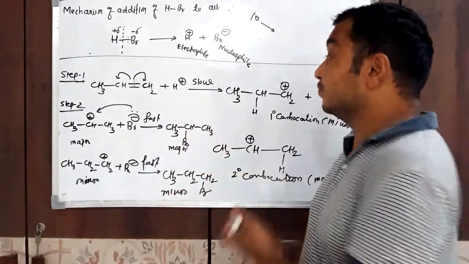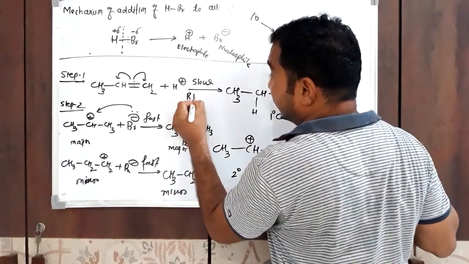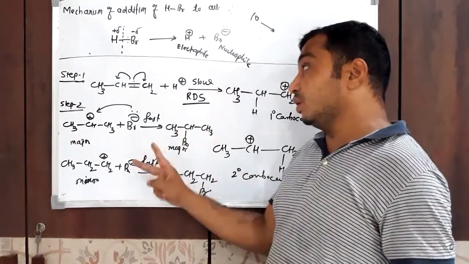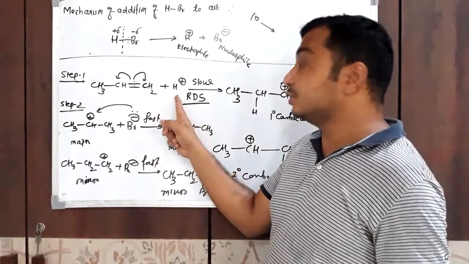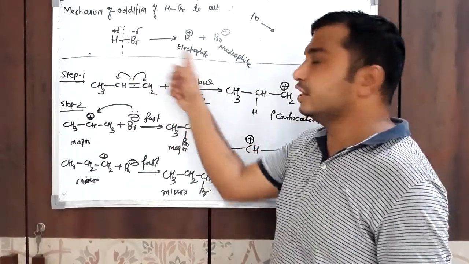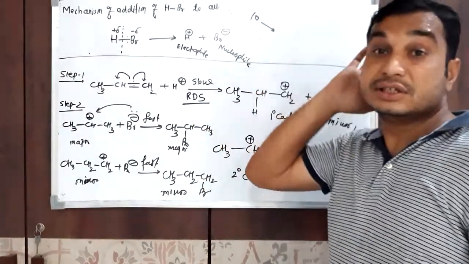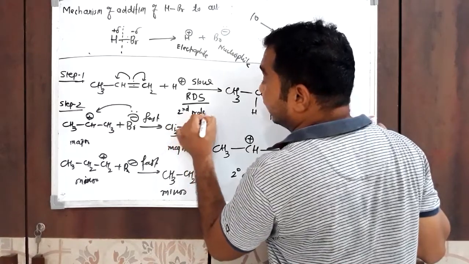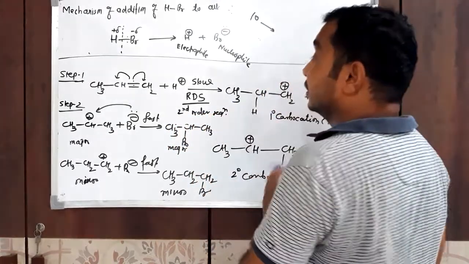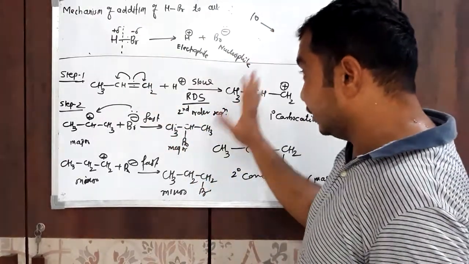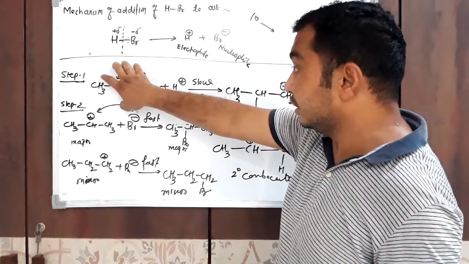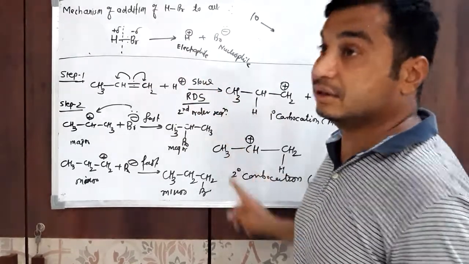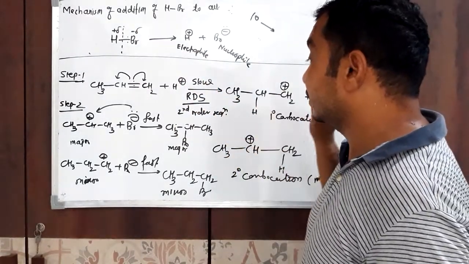It means step 1 is the rate determining step, RDS, and this step involves two molecules, propene and H+. H+ means indirectly HBr. So this is a second order reaction. So the rate of this overall reaction depends upon the concentration of alkene as well as the concentration of H+, meaning the concentration of HBr. So it is a second order reaction.